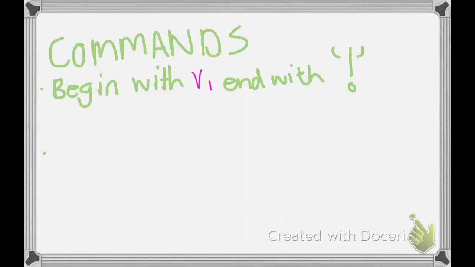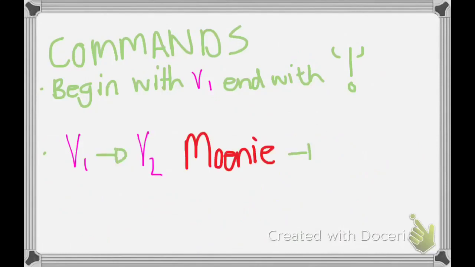Alright? So, commands. We know a sentence is a command if it begins with the verb one and it ends with an exclamation mark. Okay? If we get a command, we're going to move the verb one to verb two, and then muni is going to take possession of verb one. Now we can do that because muni comes from moet nie, which, because moet is a verb, muni we can also say is a verb, okay?